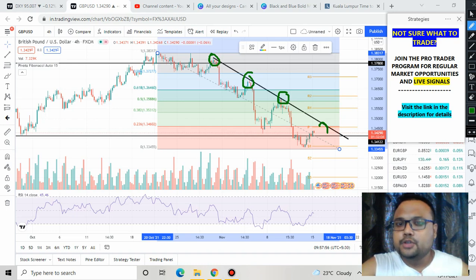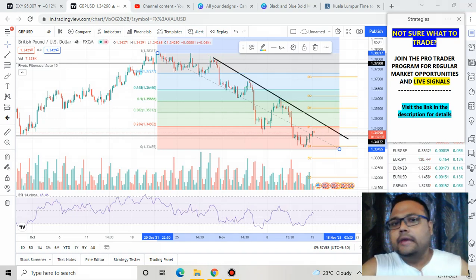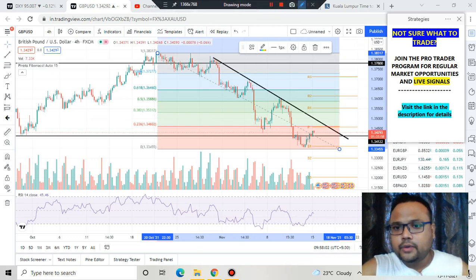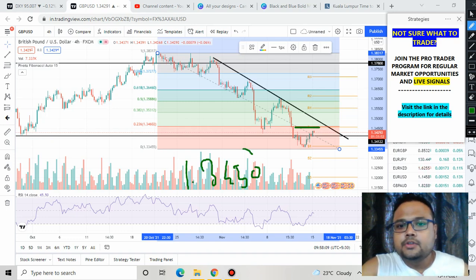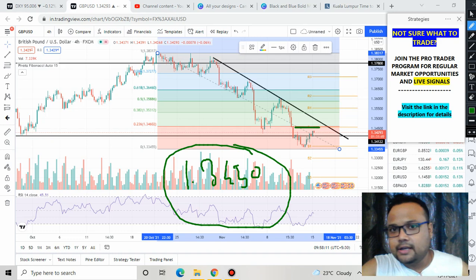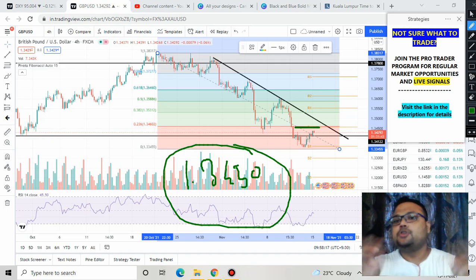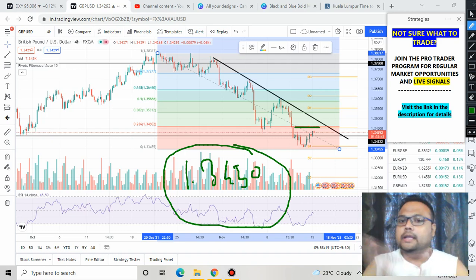On the other hand, you can see that I have also drawn the Fibonacci retracement level. So we have a Fibonacci retracement level at 1.3450. Before reaching the trend line, if you find market struggling at this level and market reversing, you can also take a sell position there. Okay, that's totally your call.